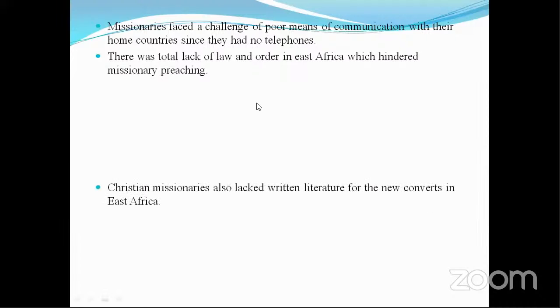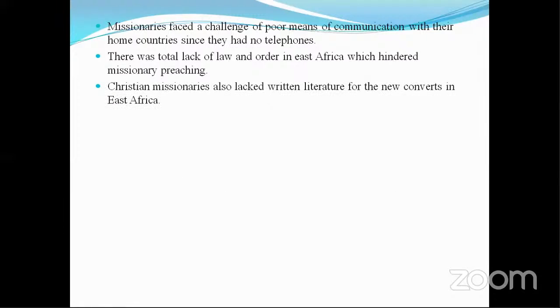Then we are switching over to another point here: Christian missionaries also lacked written literature for the new converts. The moment you talk to someone about how good something is, this person has got to have some written information to keep reminding himself about what you told him. The Bible was there, yes, but it was not translated into African languages. At the end of the day, it became so hard for these Africans to learn what they were being taught by the missionaries.